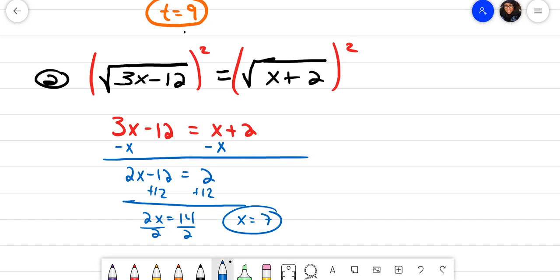To solve it from here, I'm sorry, not to solve it, to check it from here, I'm going to do it on the side here for a quick check. So again, I'm just going to do the 3 times 7 in my head, so that'll be 21 minus 12 equals 7 plus 2. 21 minus 12 is 9. So I get the square root of 9 equals the square root of 9, and that's enough to know that it's going to check.